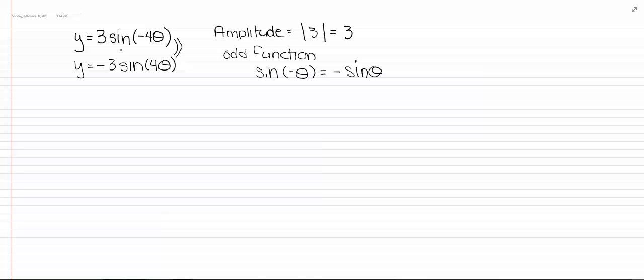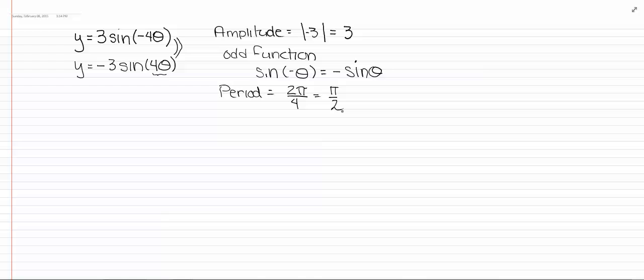Because sine is an odd function, the amplitude is still going to be 3, because even if I have a negative in here, the absolute value of negative 3 is 3. But now, to do the period, remember I said 2 pi over whatever's in front of theta, in this case the number 4. So this has a period of pi over 2. So every pi over 2, it'll cycle through again.